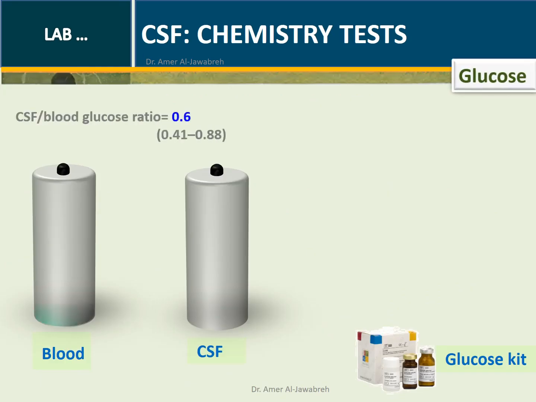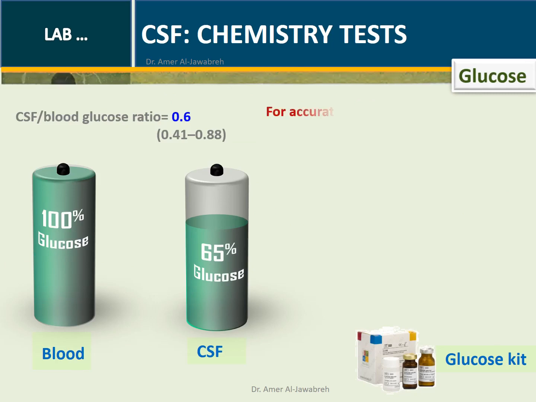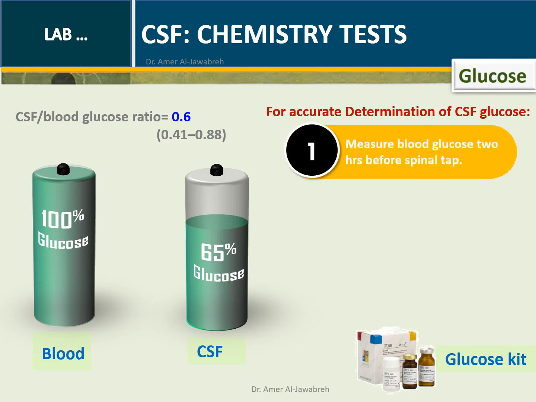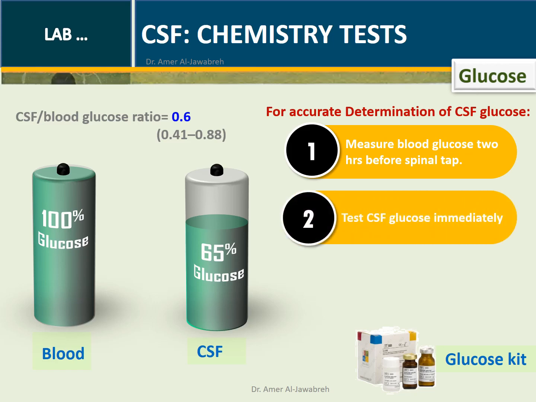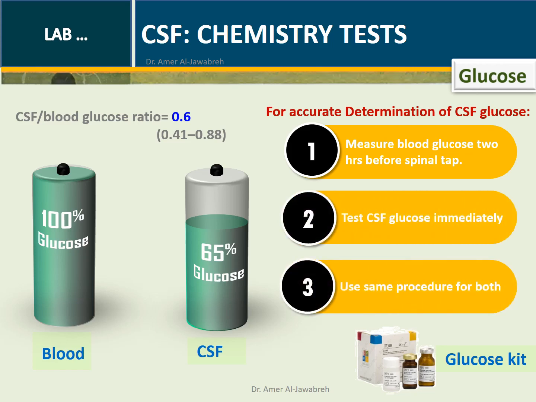Glucose determination. The CSF to blood glucose ratio equals 0.6, ranging between 0.4 and 0.88. For the accurate determination of CSF glucose, first measure blood glucose 2 hours before the spinal tap. Test CSF glucose immediately. Use the same procedure for both.